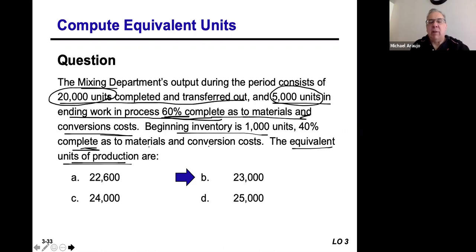The units completed and transferred out are obviously part of the equivalent units of production. And when you take 5,000 units that are 60% complete, it's the same as 3,000 equivalent units. We don't include any beginning inventory. So this information is part of the problem, but it's not part of the solution.